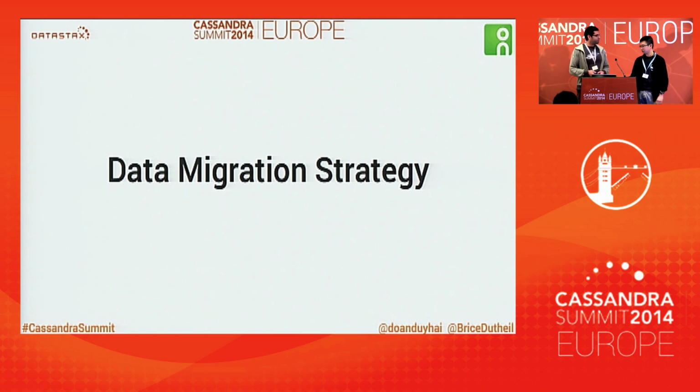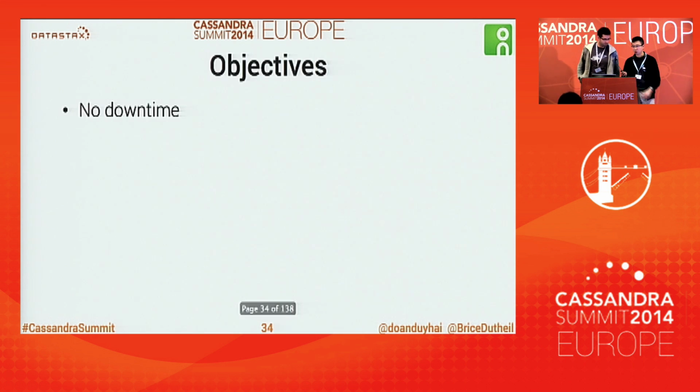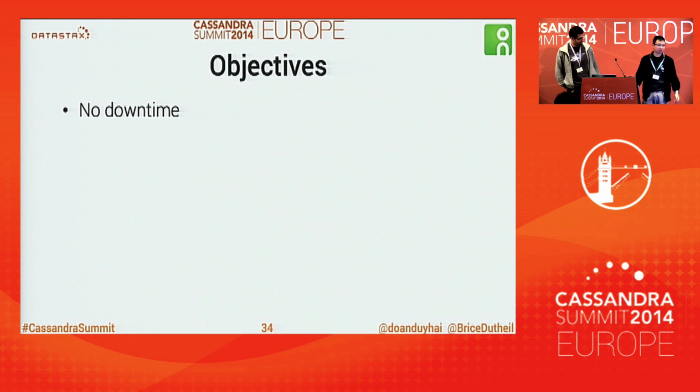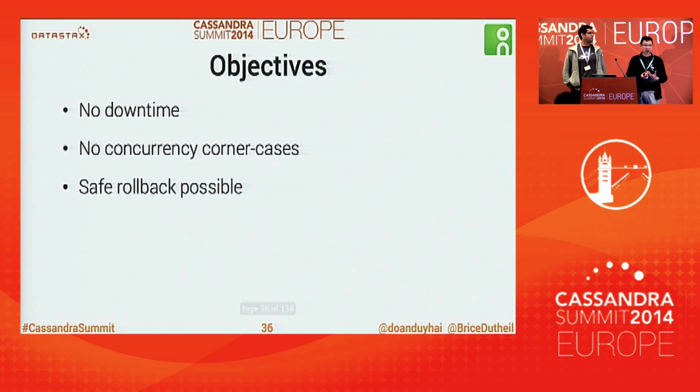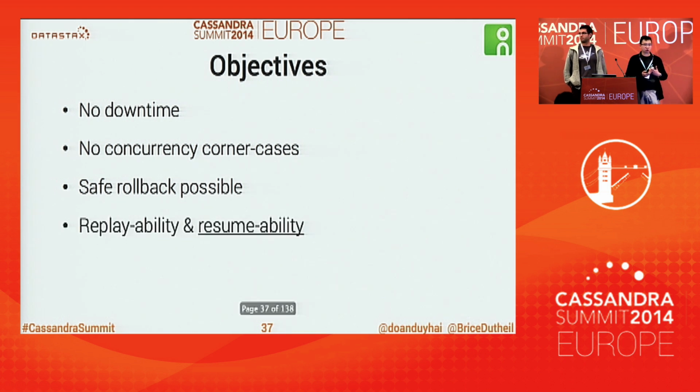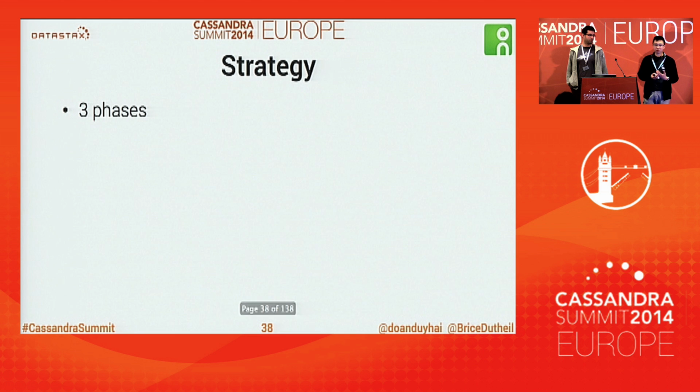So let's talk about the migration strategy. The objective of this migration strategy is not to have any downtime, because we don't want to lose customers, of course. We don't want to handle complex concurrency corner cases while migrating data. The ops ask us to make this process rollback capable. It means that we should be able to stop it at any time, to resume it, and to repeat the migration process. So the idea is to make a three phases migration.